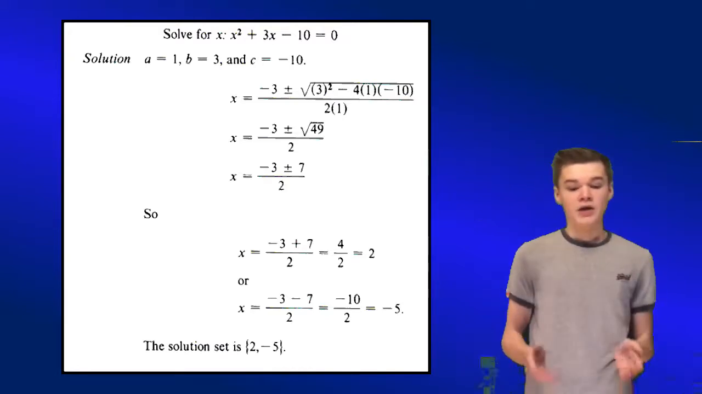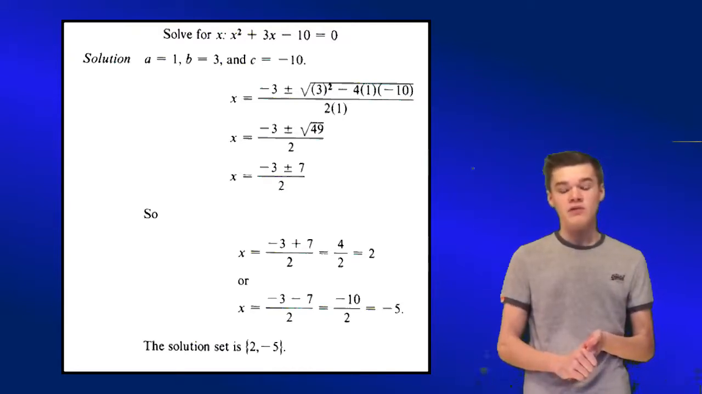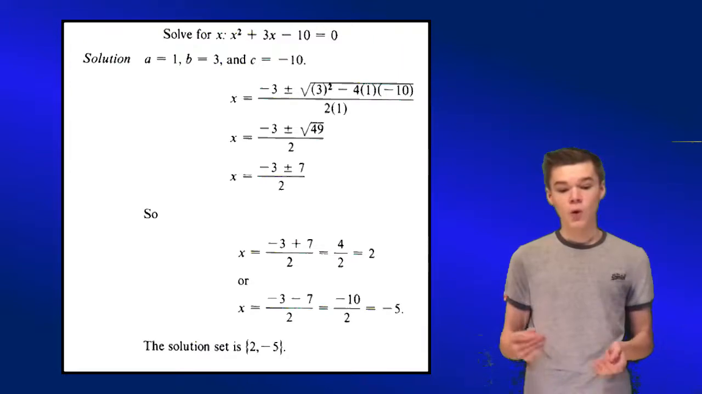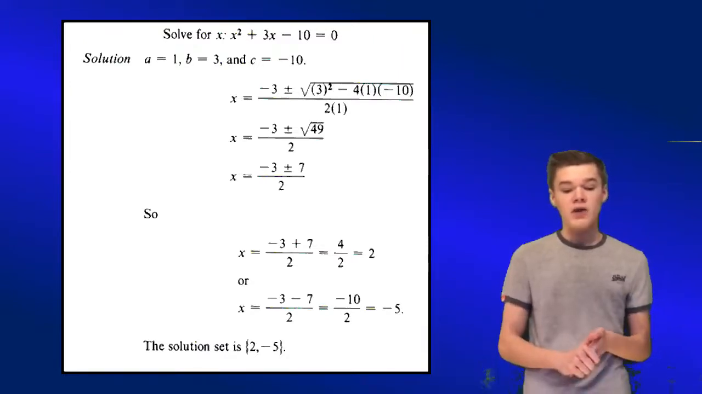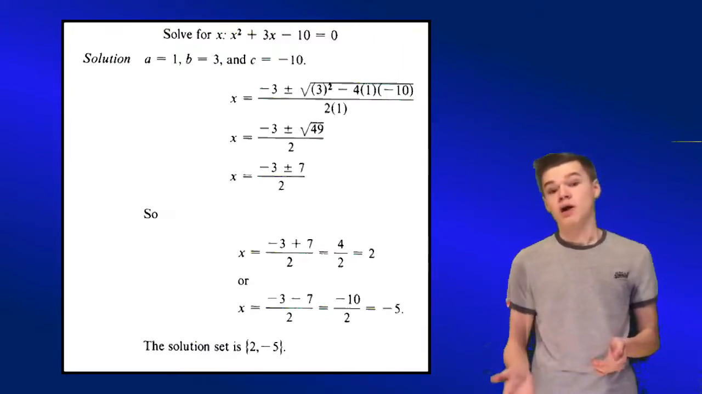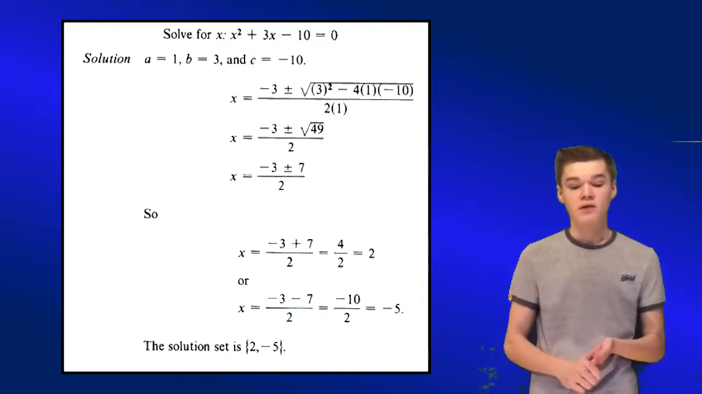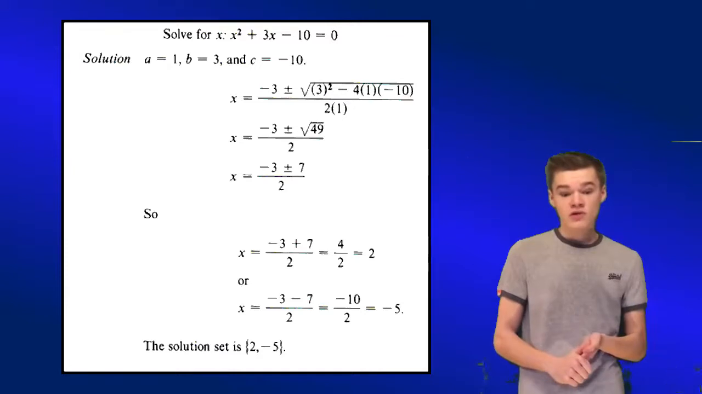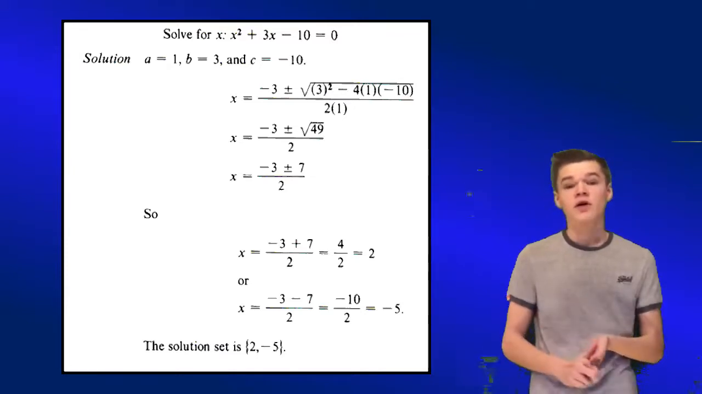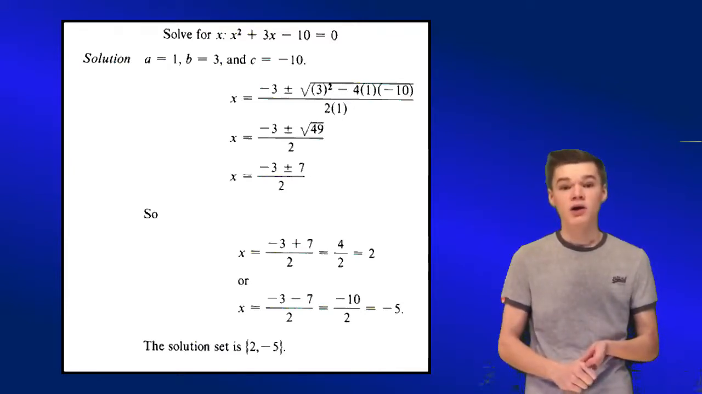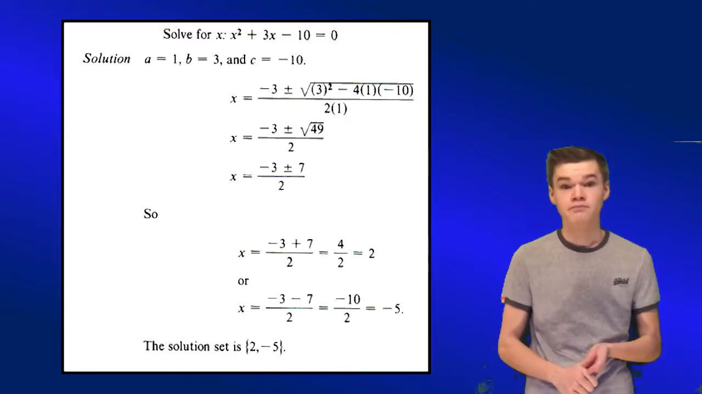So, x equals minus 3 plus 7 over 2, which equals 2, or x equals minus 3 minus 7 over 2, which is minus 10 over 2, which goes down to minus 5. So the solution set is in fact 2 and minus 5, and that's how you work out the quadratic equation.